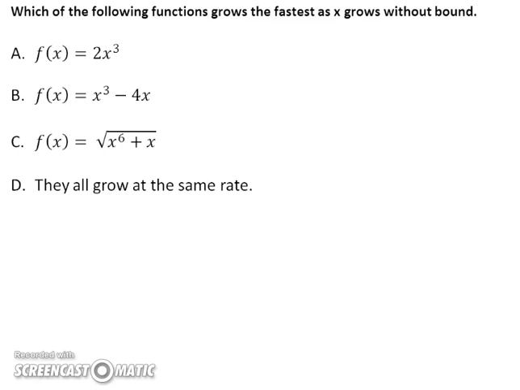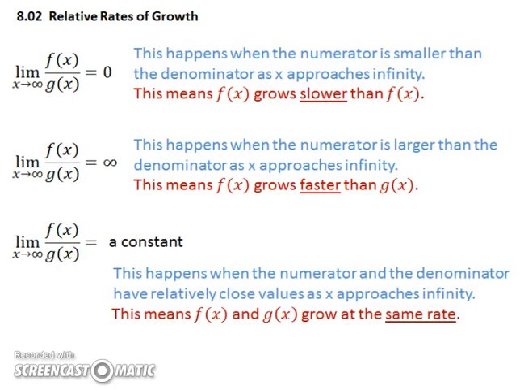Let me refresh your memory on the last video, which says that if the denominator is larger, this one grows faster than this one. So f of x is slower, this one will be the faster one if we approach 0 as x goes to infinity. On the second one, this is the smaller one, this is the larger one. So f of x grows faster if we approach infinity. And if these are about the same, it means we're going to get a constant when we do this limit.